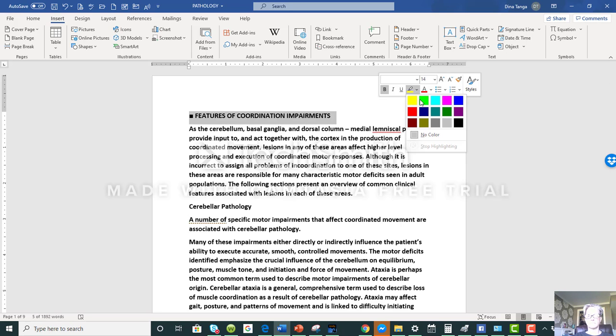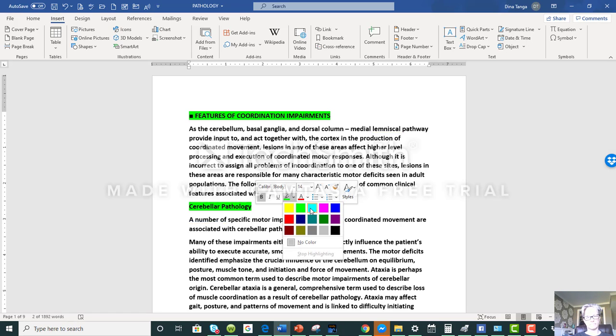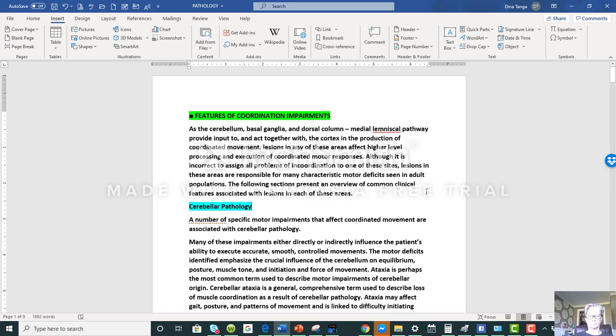Although it is incorrect to assign all problems of incoordination to one of these sites, lesions in these areas are responsible for many characteristic motor deficits seen in adult populations. The following sections present an overview of common clinical features associated with lesions in each of these areas.